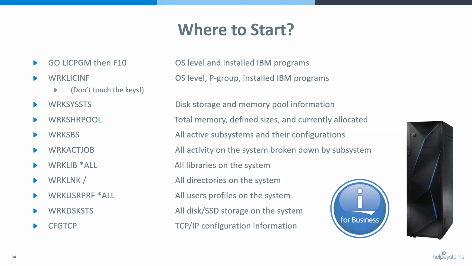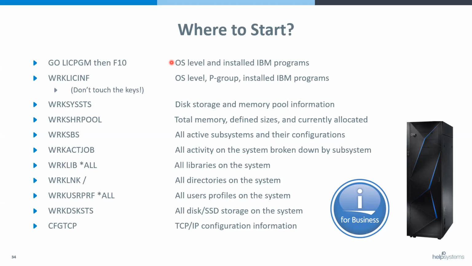So where do we start? Well, right at the top here, and this is a good example actually of when to use the GO command. You could do GO LICPGM, and then option 10, and that will show you the licensed programs that are installed. Now, the alternative here is DSPSFWRSC, display software resources, which is much more of a mouthful. It's easier to remember GO LICPGM, option 10.